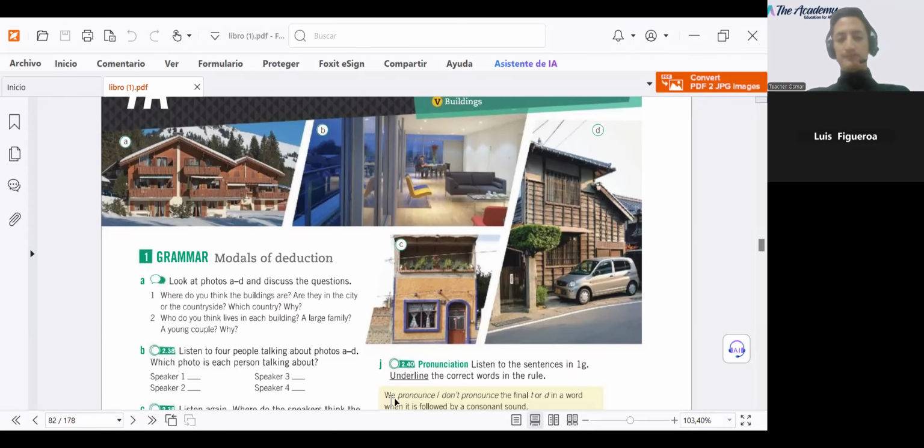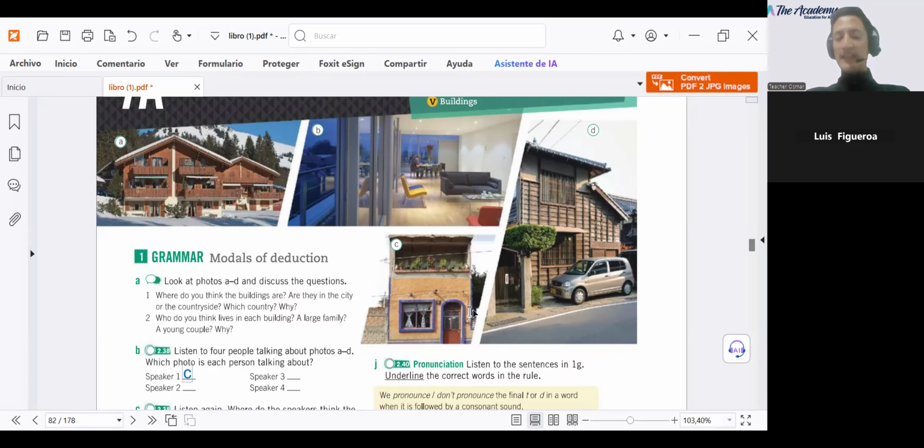So, C. C, excellent. Speaker one is C. Letter C, because obviously it's a small house in a dry place, maybe Mexico or Spain. It's Spain. Yes, excellent. Continue to number 2. Listen carefully.